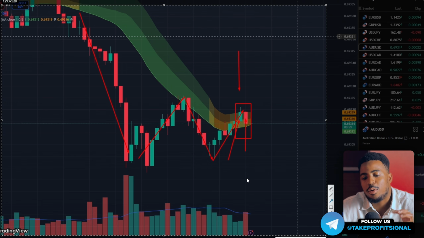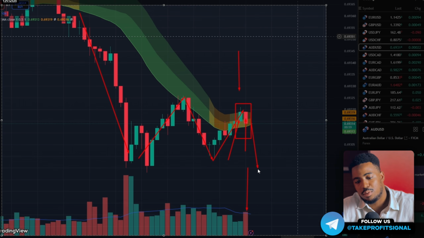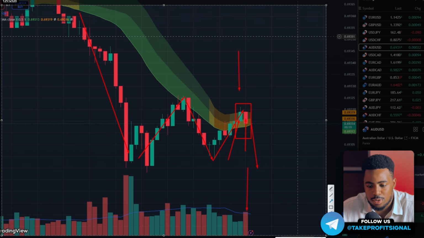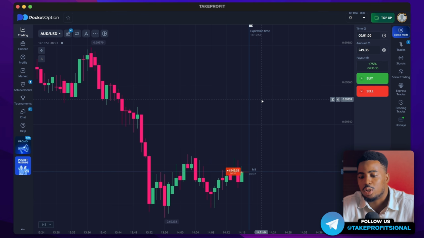Moreover, on the candle in favor of the seller, we saw an increase in the volume. It's clear that here we will be executing a pullback downwards. Currency pair AUD USD, 1 minute entry downwards, the trade is open.